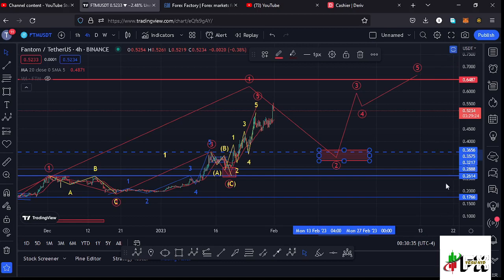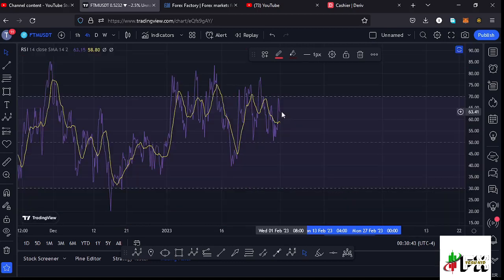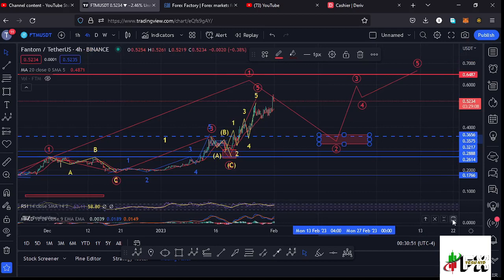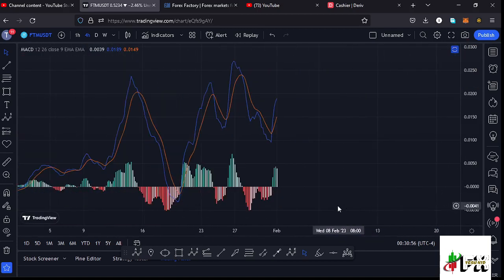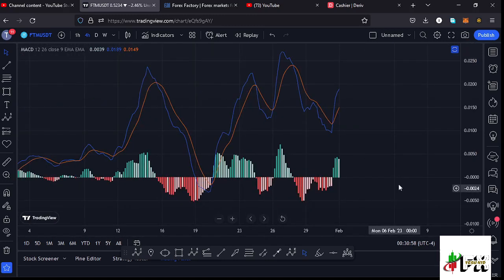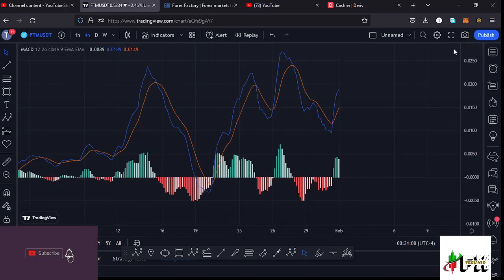On the 4-hour RSI, we are trading at around the 63 mark, meaning we have massive room to support further movements to the upper side and also to the lower side. Also taking a look at the MACD, we have been able to print a bullish cross, and we're also seeing an increase in the buying volume here on the MACD, still supporting higher prices here on the Fantom chart. So let's be patient and see how that plays out here on the 4-hour chart.